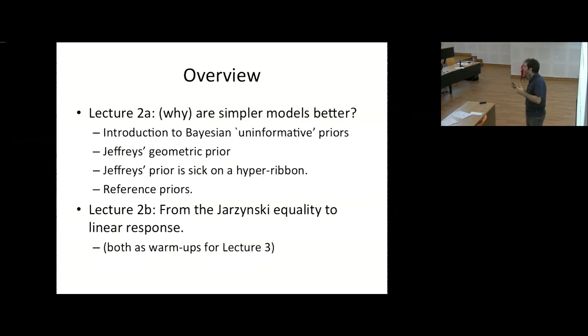And then after building up Jeffreys prior, I'm going to tell you that Jeffreys prior is actually sick for these sloppy models, and that though it has this very nice geometric interpretation, you should think carefully before you use it on a model that has this hyperribbon structure, that has this sloppy structure. And then I'm going to tell you about reference priors and tell you that they may be the answer. That's going to be the first half.